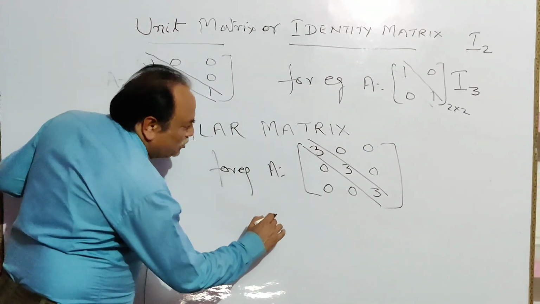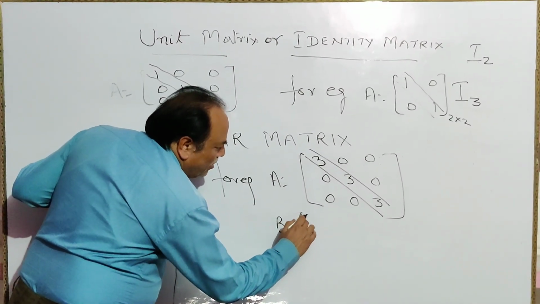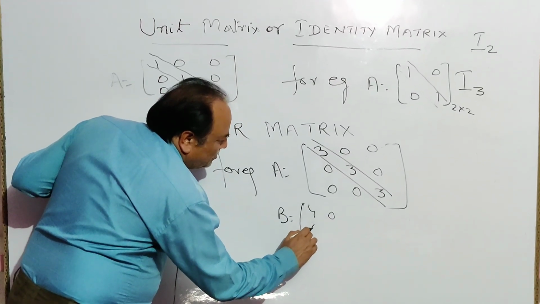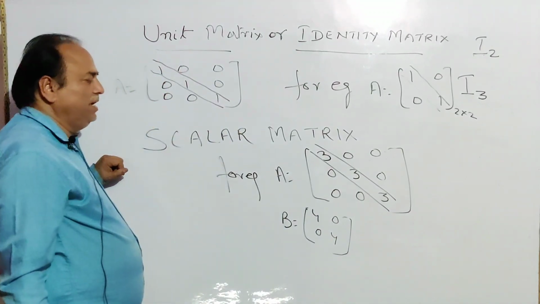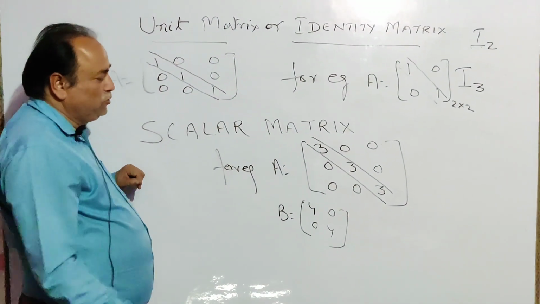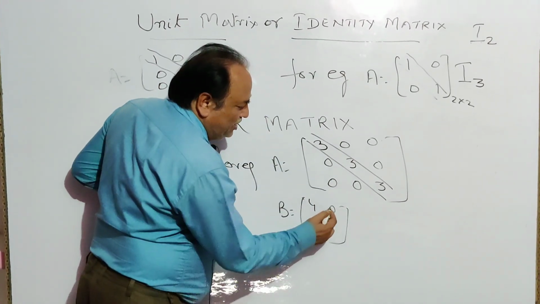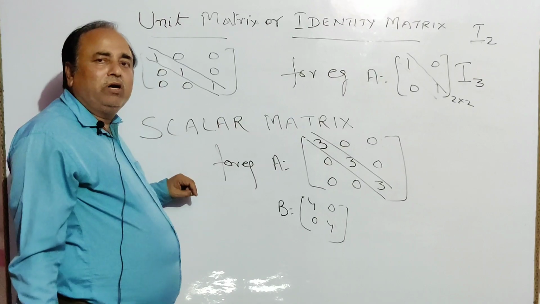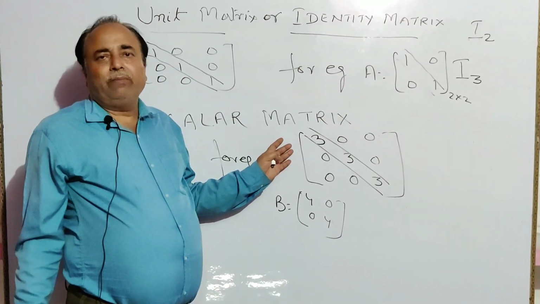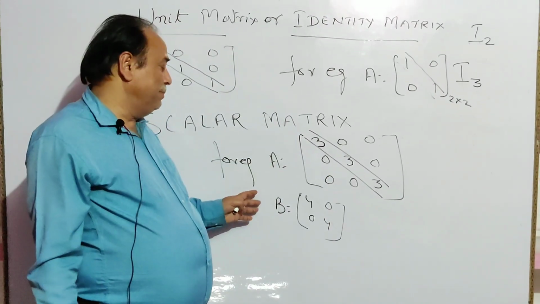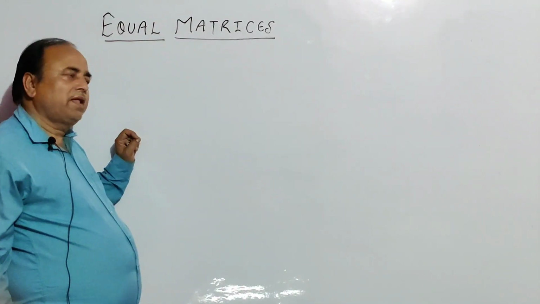Next, of order 2 into 2, matrix B, again 4, 0, 0, 4. Just see, it's a scalar matrix of order 2 into 2. Here these are the diagonal elements and they are the same, and these two are non-diagonal elements which are equal to 0. So this is an example of a scalar matrix of order 3 into 3, and this is an example of a scalar matrix of order 2 into 2. You can take some more examples of these matrices also.